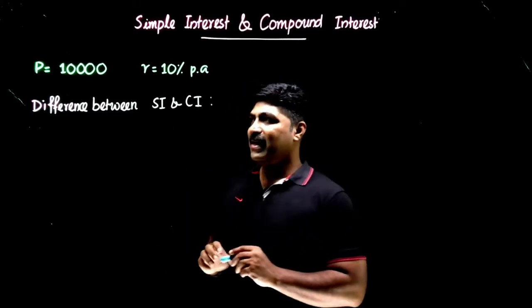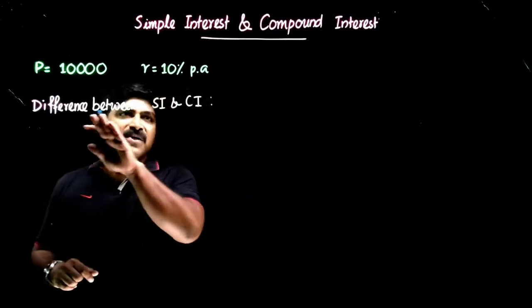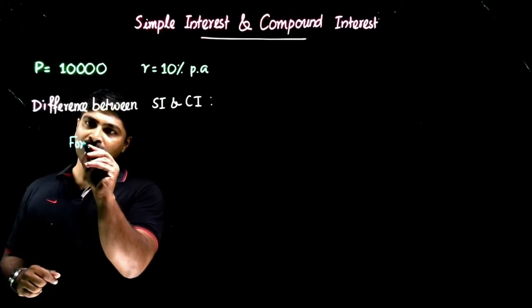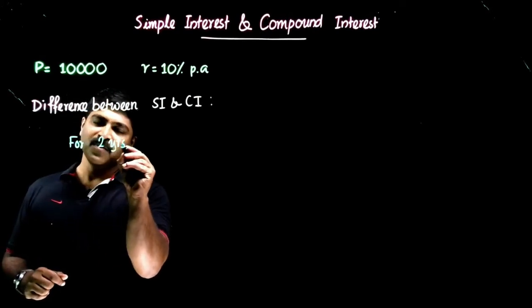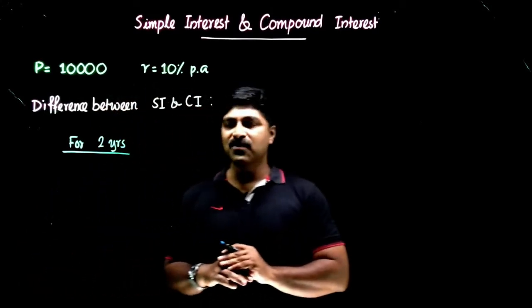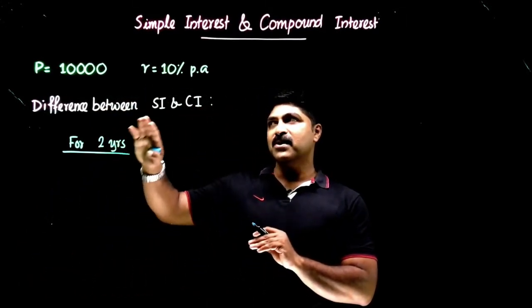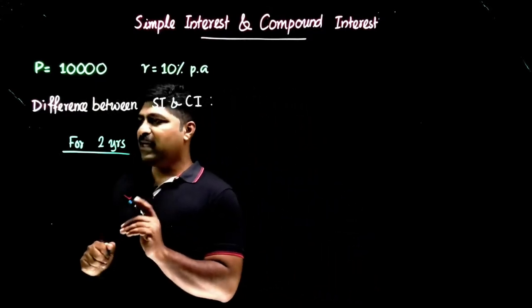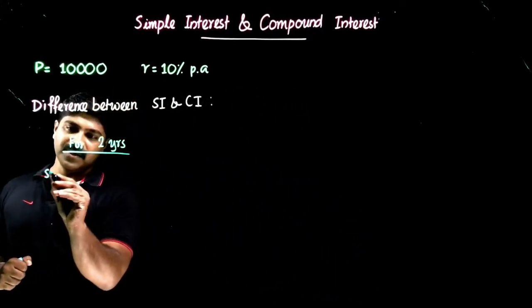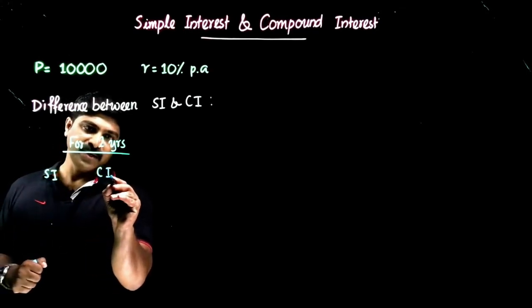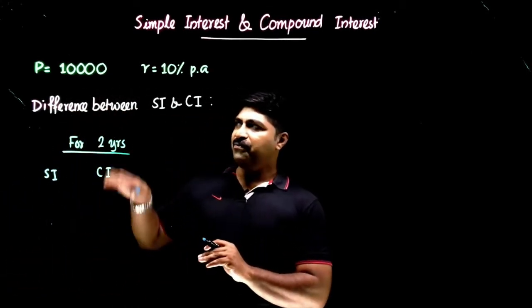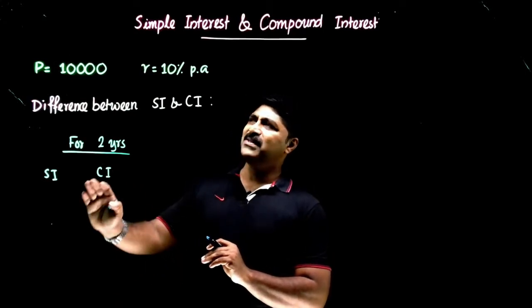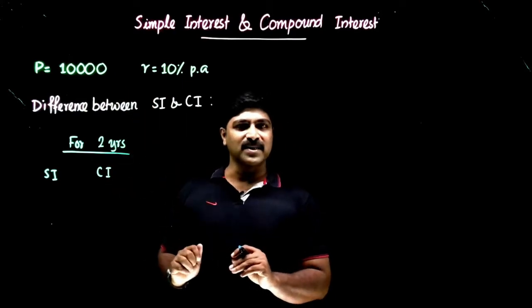So here we can consider the difference between simple interest and compound interest for 2 years. First we are going to find out what's the difference between the simple interest and compound interest for 2 years. How can we conclude? Here we consider simple interest and compound interest separately. For the first year, what is the simple interest? That's very simple. That is 10% of 10,000.